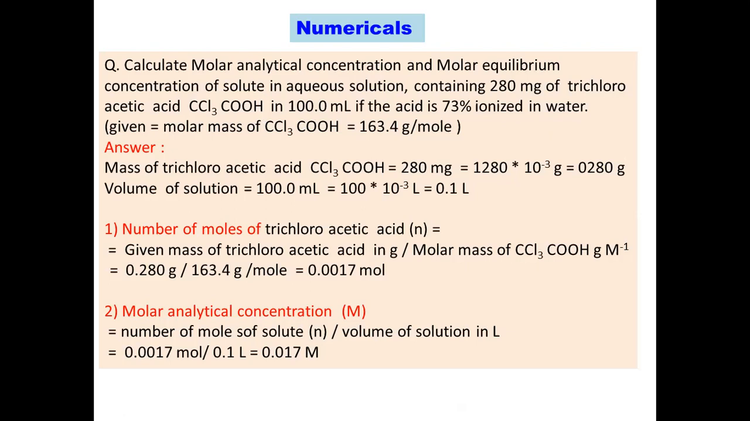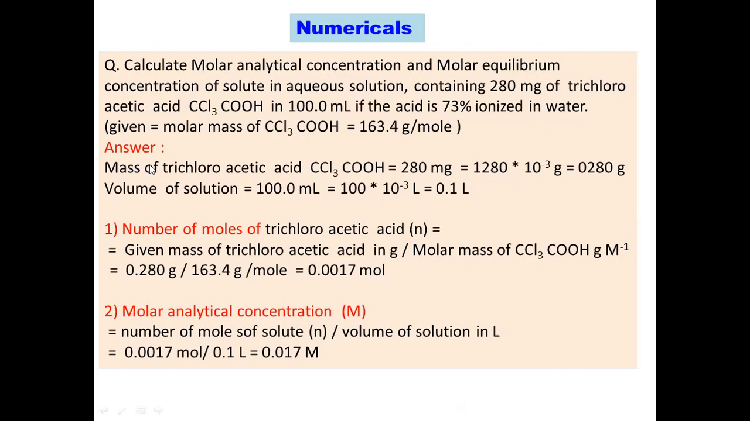The acid is 73% ionized in water. So this is the formula. We have the trichloroacetic acid dissolved in 100 ml and its dissociation is only 73%. So at equilibrium, its dissociation is 73%. Trichloroacetic acid is dissociated as CCl3CO minus plus H plus. So what is the main discussion here? It is dissociated only 73% and the remaining 27% is not dissociated at equilibrium. So you have to calculate the molar equilibrium concentration according to this consideration.